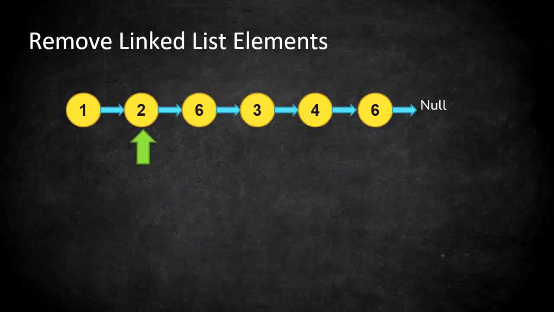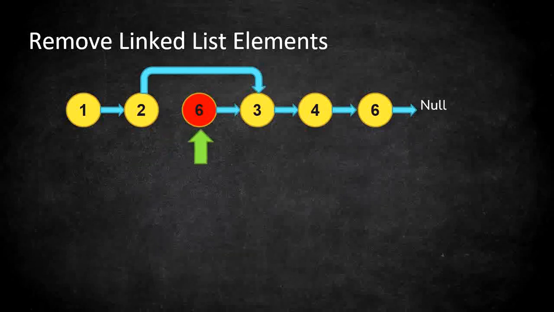Yes, it is 6. So in that case, we have to remove the connection from current to 6 and establish the connection from 2 to 3. So now 6 has been removed from 2 and the connection has been made from 2 to 3. Now our current dot next is not 6, it is 3, because 2 dot next is 3. So we are checking whether 3 is 6. No, it is not. So let's move our pointer to 3.